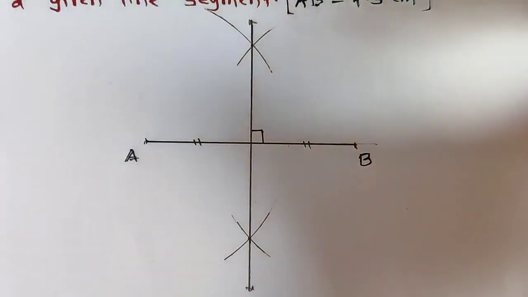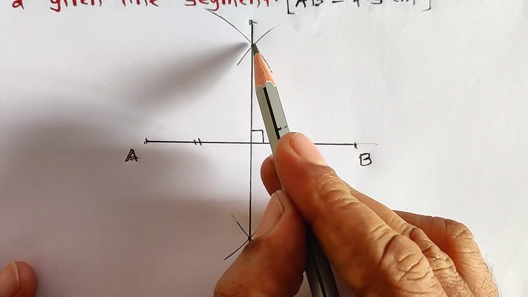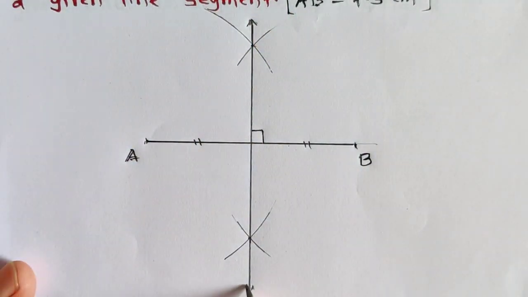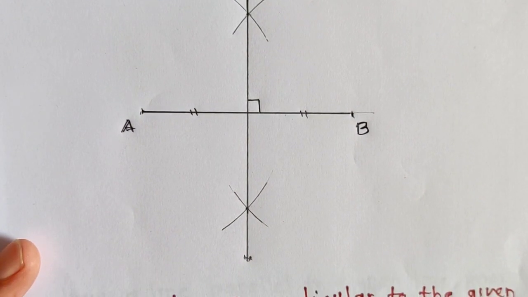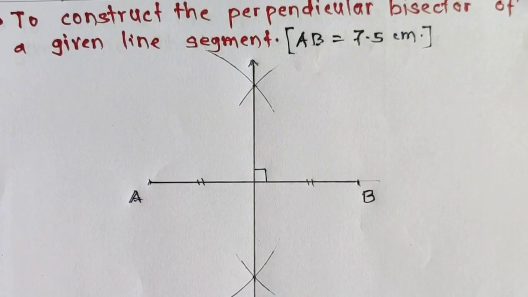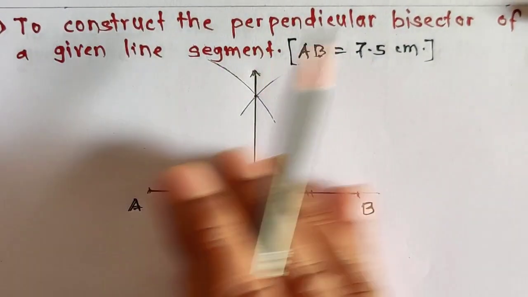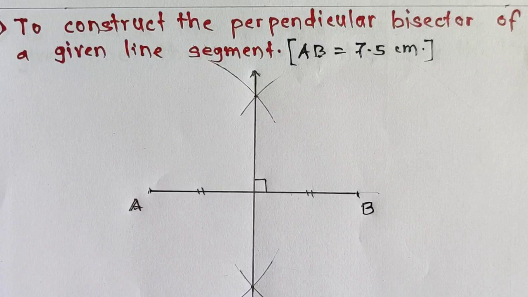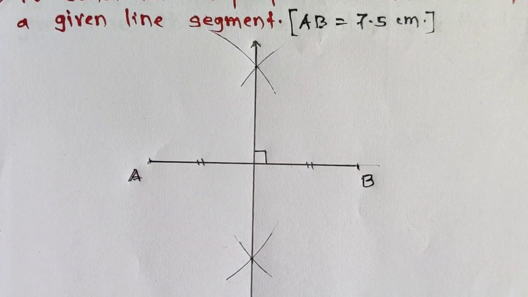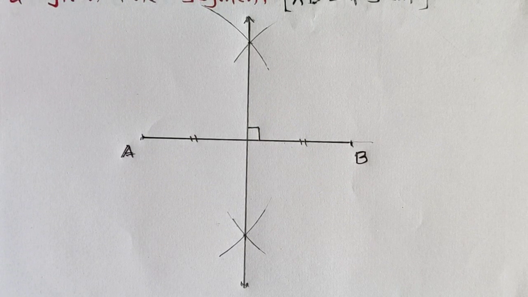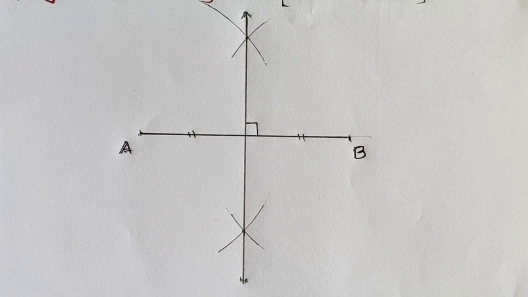Then we get the 2 points of intersection of these 2 arcs. Here it is the first point, here it is the second point. Draw a line passing through these 2 points. That line is called the perpendicular bisector of segment AB. So in this way we complete the first construction, to draw the perpendicular bisector of a given line segment. It is the easiest construction. We drew this construction in 9th also. Now to draw the tangent we have to use this type of construction. Now let us see the second one.